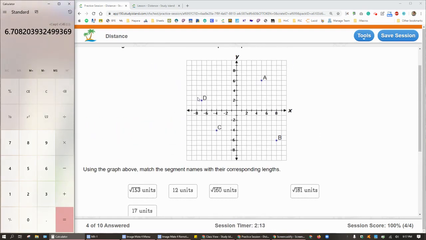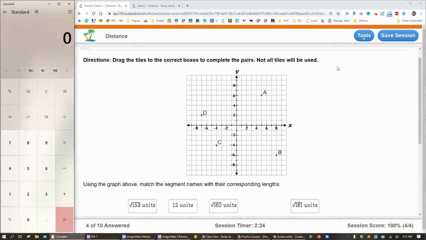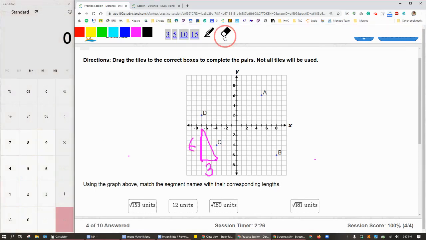So that's what the answer for CD is. 6 squared plus 3 squared is 45. So the distance between D and C is the square root of 45. Let's do another one. The next one is from B to D. So let's go ahead and figure out where that is.